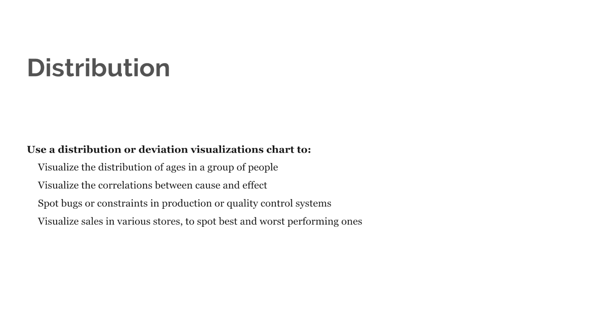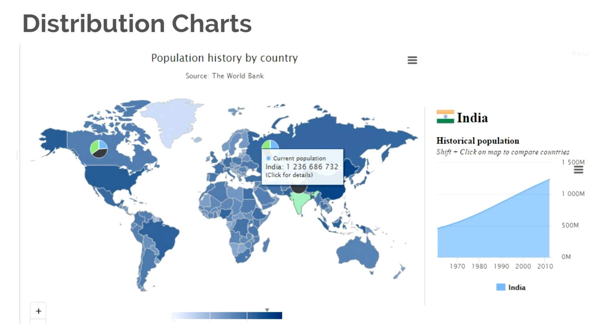Moving on to the distribution chart, this one combines the merits and functionalities of the comparison and composition chart types. In this example for a distribution chart, we take a look at how the population is distributed across various countries in the world. The lighter shades indicate less populated countries, whereas the darker shades indicate highly populated regions. Further, we have zoomed in on the country India to see how its population has grown over the years.